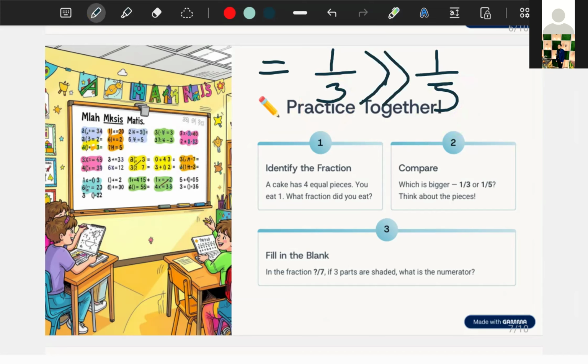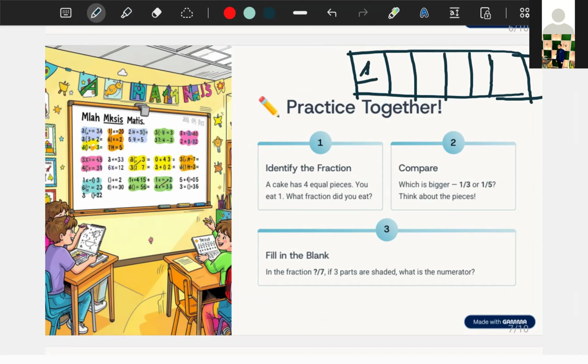Now fill in the blanks. In the fraction dash, if three parts are shaded, what is the numerator? Okay. Suppose we have these seven parts. Let me name them. One, two, three, four, five, six, seven. We have these seven parts. Now it is written that three parts are shaded. So basically, it is asking what will be the numerator.